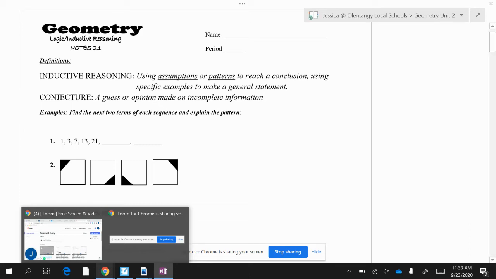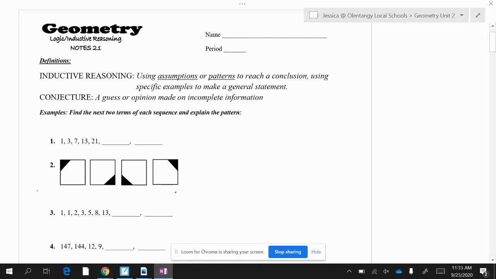Okay, we are going to start by talking about logic and inductive reasoning. So here, when first talking about this for 2.1, there are two things that we're going to go through. So inductive reasoning and then a conjecture. So inductive reasoning, you are using assumptions or patterns to reach a conclusion, using specific examples to make a general statement. And then a conjecture is a guess or opinion made on incomplete information.